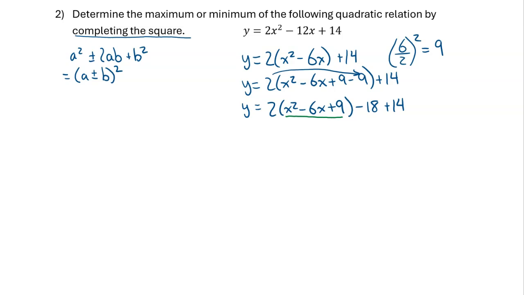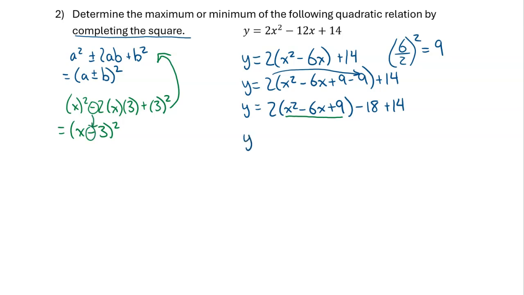And what we have now is a perfect square inside the brackets. What you'll notice if you look at the form a squared plus 2ab plus b squared, we have an x squared minus 2 times x times 3 plus 3 squared. And so in this case, it's the minus part of the perfect square. So that means the sign between the 2 terms in the binomial will be a negative. So it means (x minus 3) all squared. And so we get 2 times (x minus 3) all squared minus 4. And so from there, we can determine the maximum or the minimum with that.